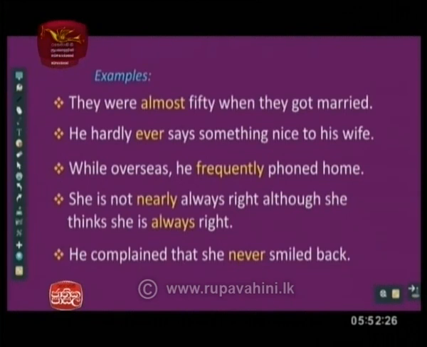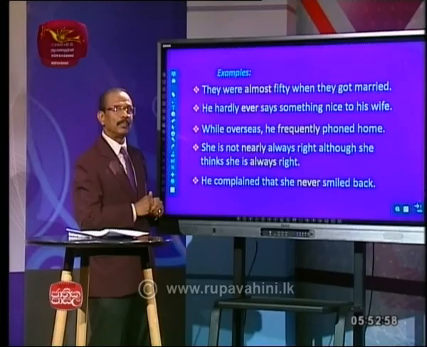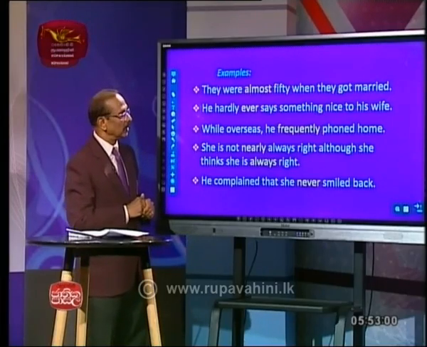They were almost 50 when they got married. ඒගොල්ලෝ විවාහ වෙනකොට ඇත්තට මේගොල්ලෝ අවුරුදු 50ක් වෙලා. Almost 50. They were almost 50 when they got married. He hardly ever says something nice to his wife. Hardly, it is negative form. Hardly ever කියන්නේ ඇත්තම නෑ කියන එක. He hardly ever says something nice to his wife.